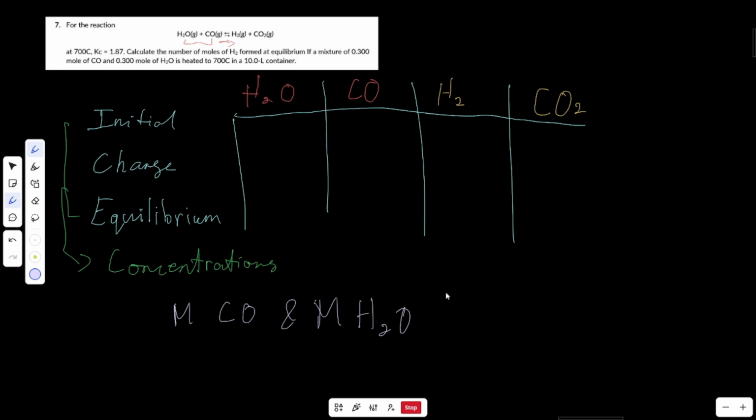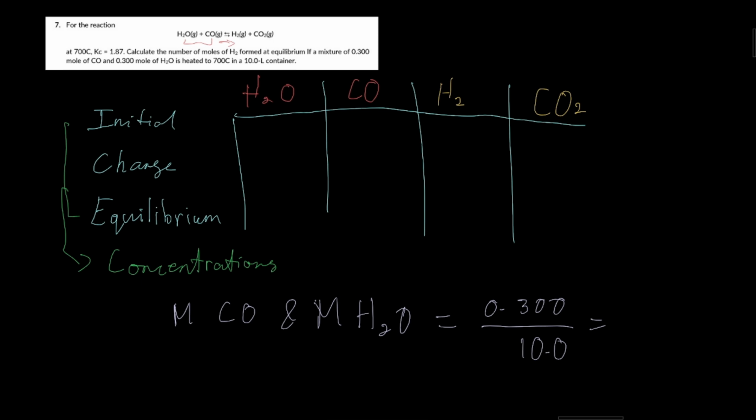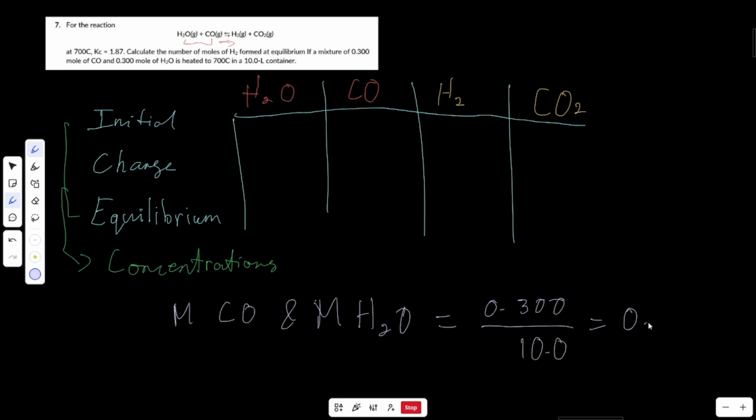They're both 0.300, so it will be equal to 0.300 over 10.0. And what is the answer to this? That's basically just 0.3 divided by 10. Our answer here will be 0.03 molar. There. So that means our initial concentrations for H2O and CO would be 0.03 molar.